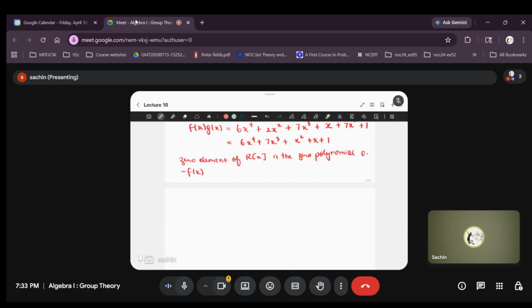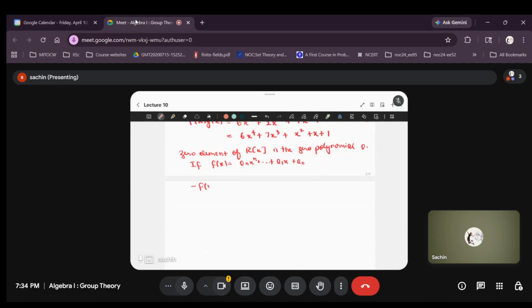And the additive inverse is: if f of x is a_n x^n, etc., plus a1x plus a0, then the inverse is minus a_n x^n plus minus a_(n-1) x^(n-1) plus, and so on, minus a1x minus a0, where minus a_n is the additive inverse of a_n in ring R. And since addition is commutative in R, addition of two polynomials is also commutative. So R of x with addition is an abelian group.